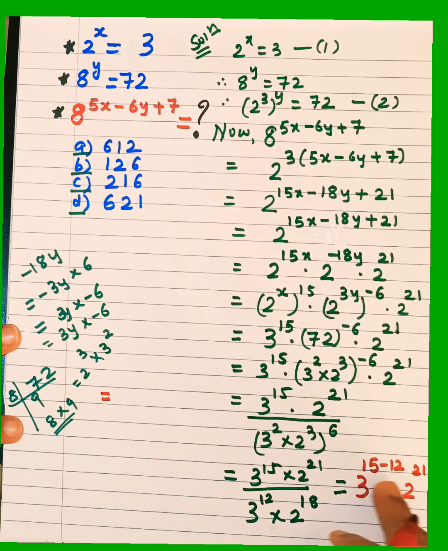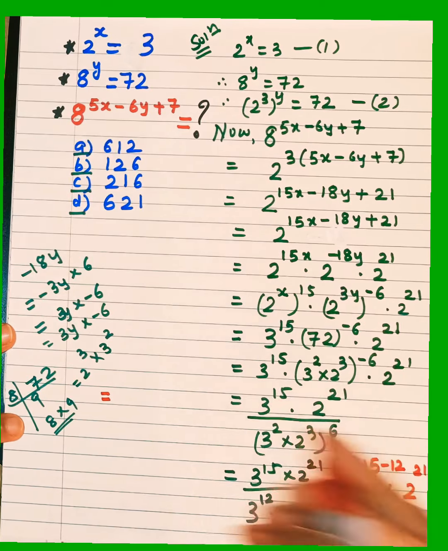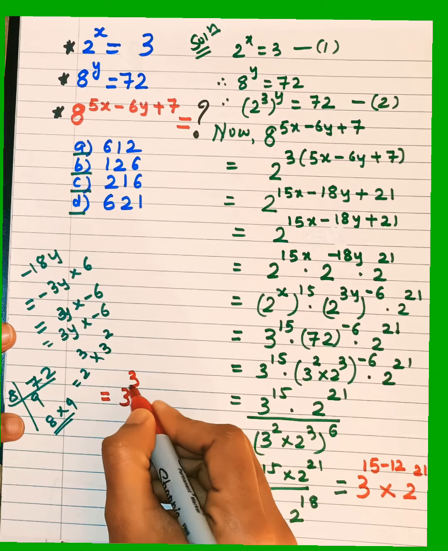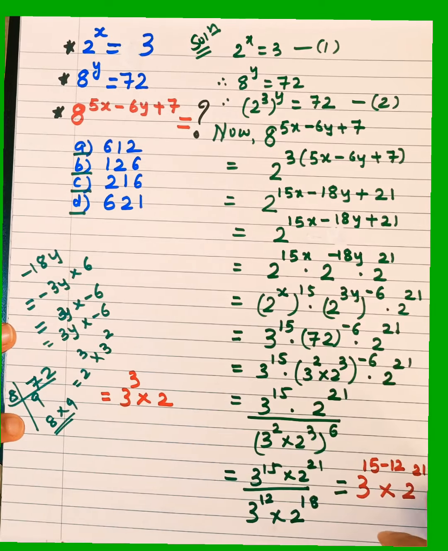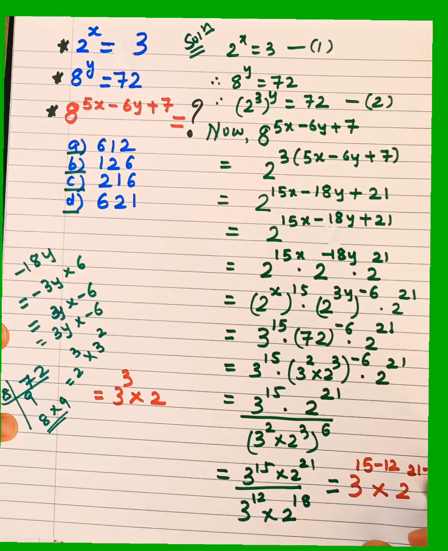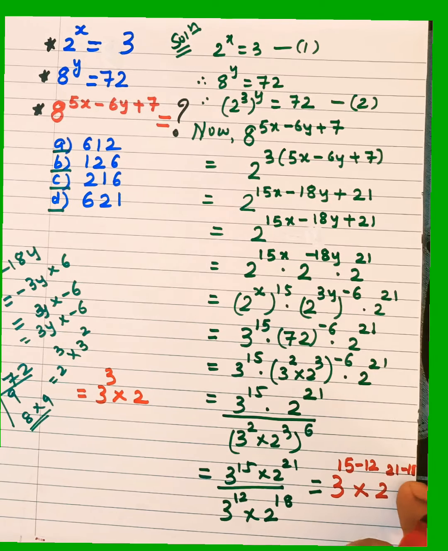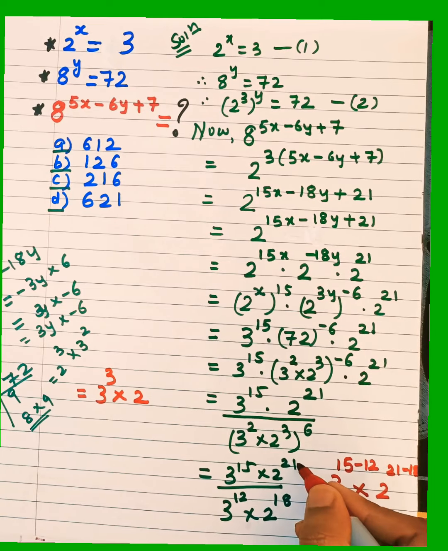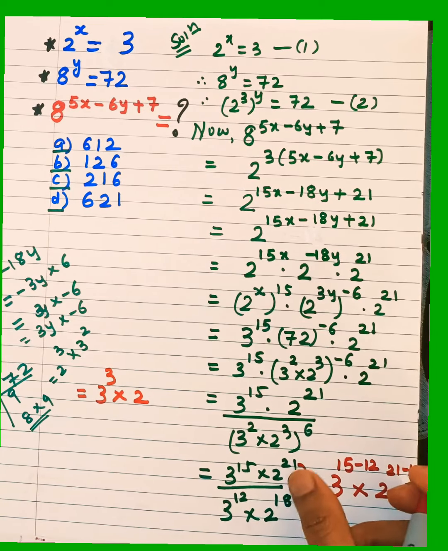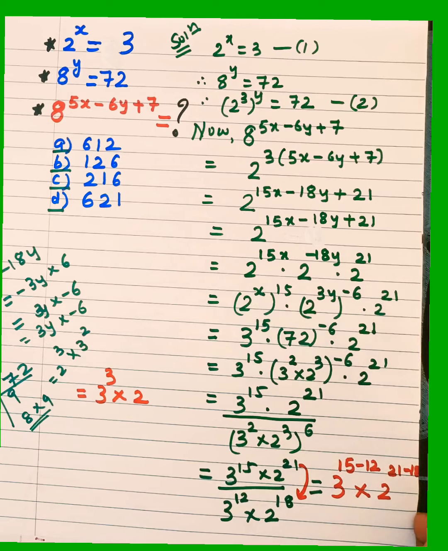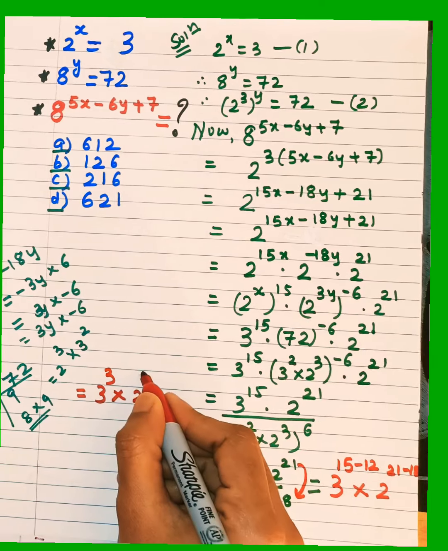So 15 minus 12 gives 3 raised to 3, into 21 minus 18. I have written 21 minus 18 here on the top, this 21 and this 18. I have subtracted the powers. So 21 minus 18 will give us 2 raised to 3.